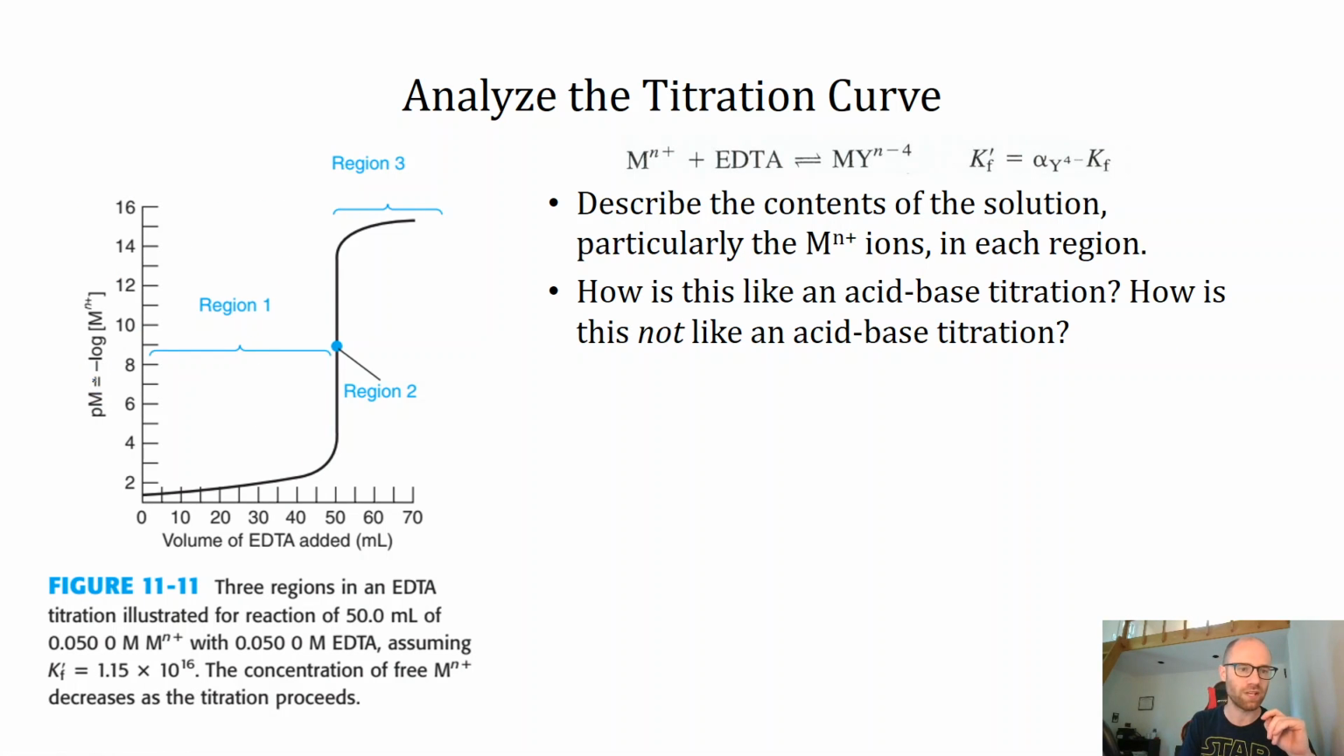But here's an example. Again, we're looking at this pM concentration over on our y-axis instead of pH. Take a look at this. You've got a lot of text on this slide. There's your caption telling you what's actually happening. For each region, it says describe the contents of the solution. So that's what we're going to do. And then we're going to take a minute to talk about how this is and isn't like what we've seen before.